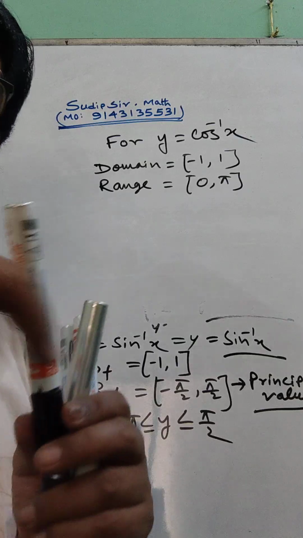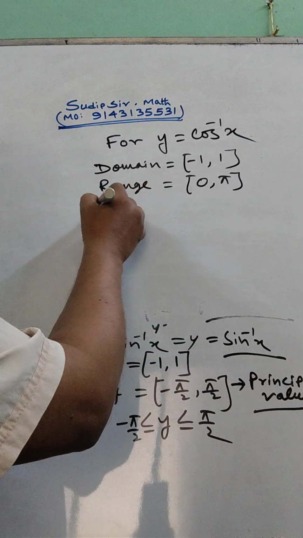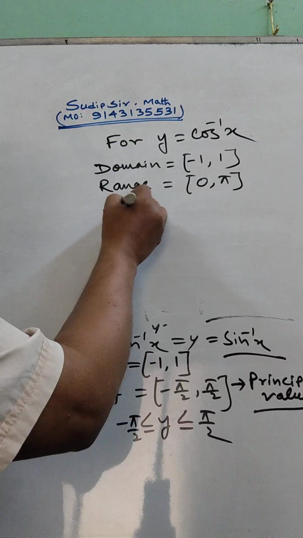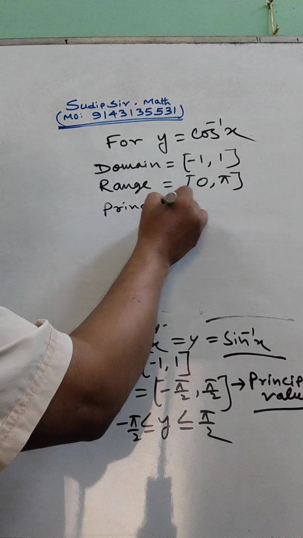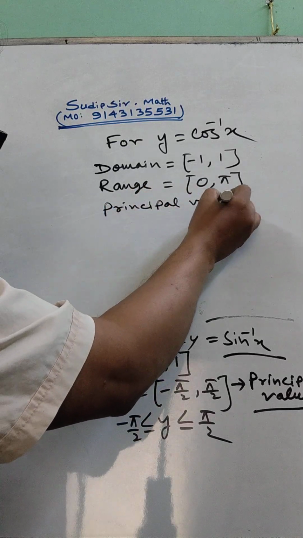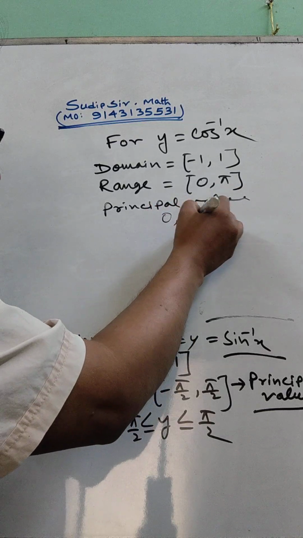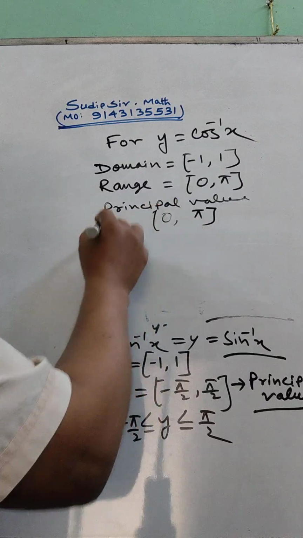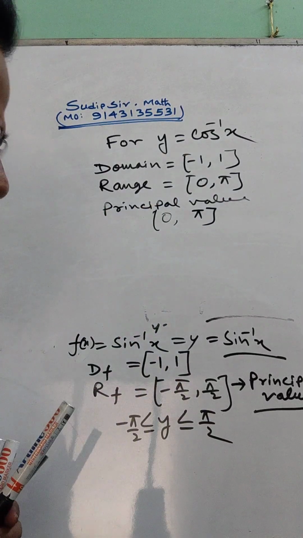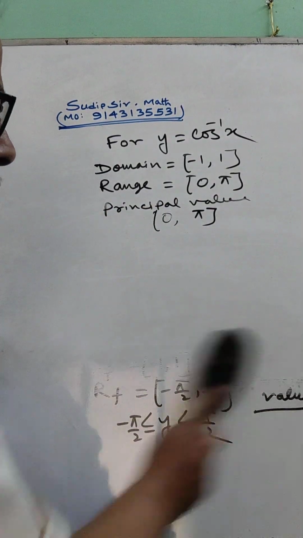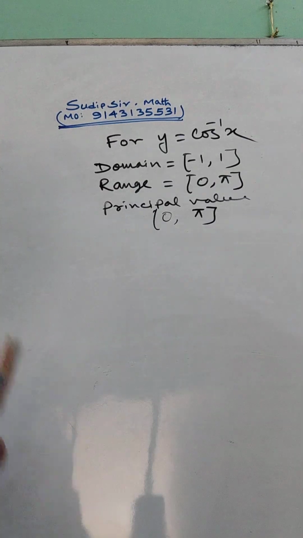That is the principal value. The principal value must lie between 0 and pi. Okay.